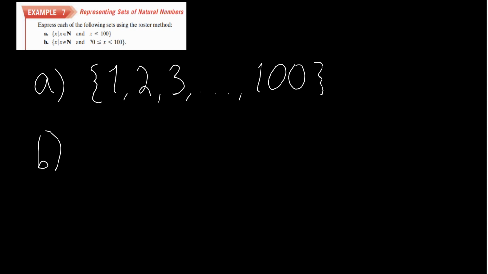B reads x such that x is an element of a natural number, and x is going to be between the number 70 and 100. We're including the number 70, but we're not including the number 100. Okay, so what we're going to do is we're going to start.